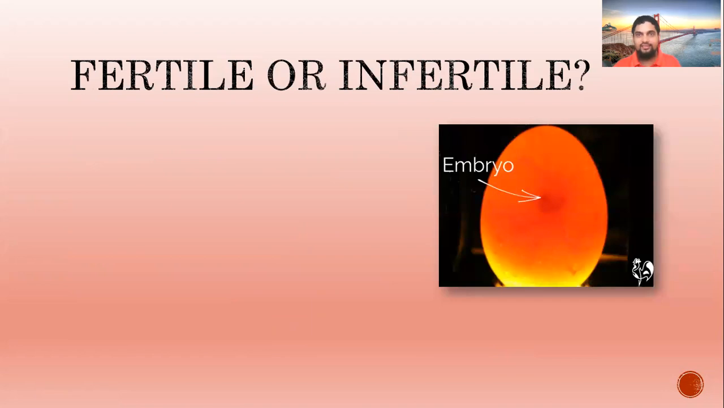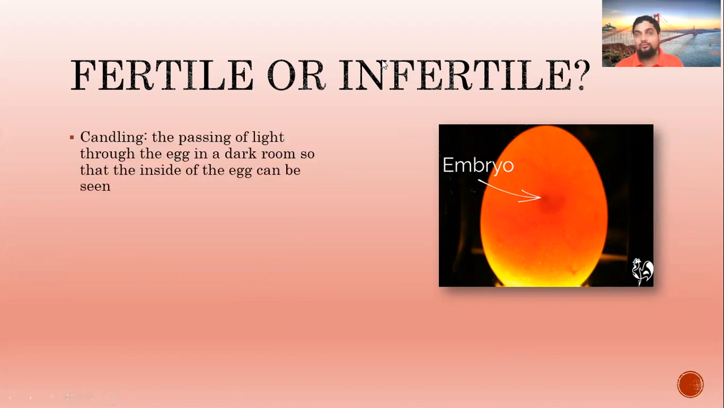So the eggs can be fertile or infertile, but how would you know if it's fertile? And how would you know if the egg is infertile? Well, the way in which you can know that is called candling. The name candling comes from when it was first known that you can determine the fertility or the infertility of an egg, they used candles. But a candle can be any light source.